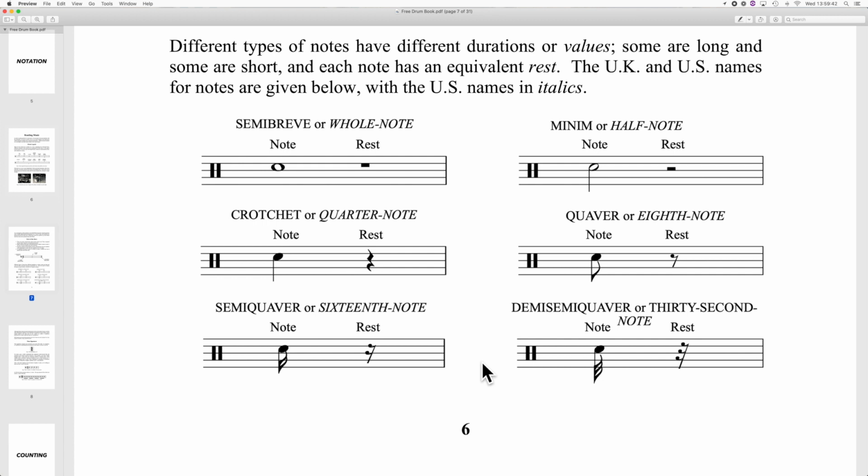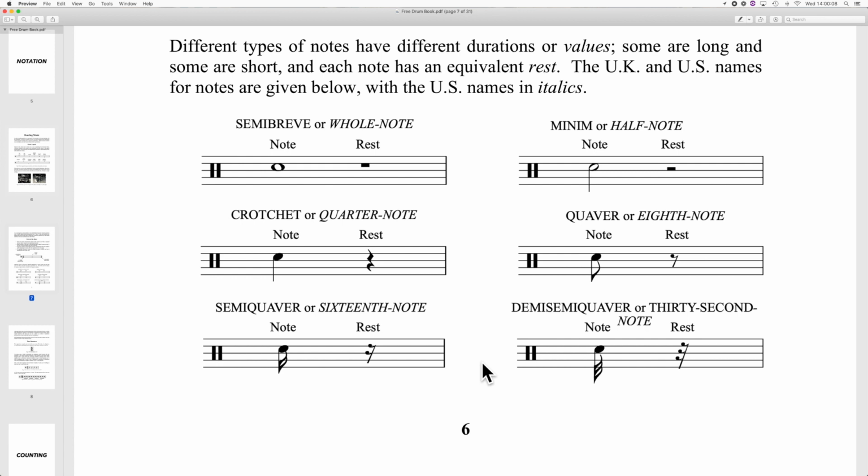So I'll just read the intro here. It says different types of notes have different durations or values. Some are long and some are short, and each note has an equivalent rest. The UK and US names for notes are given below, with the US names in italics. Now, strictly speaking, it's not just the UK, it's a kind of European tradition, these other note names that we will come to. So we'll start off with the first one here.